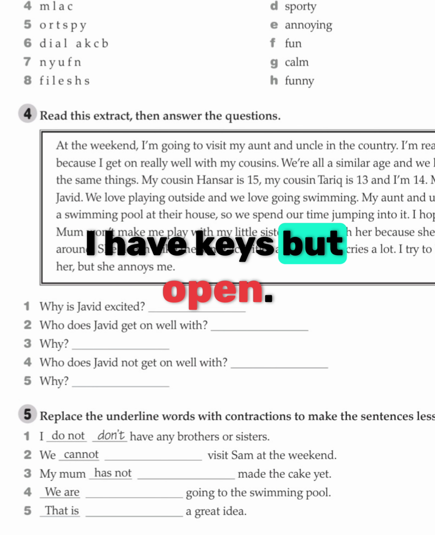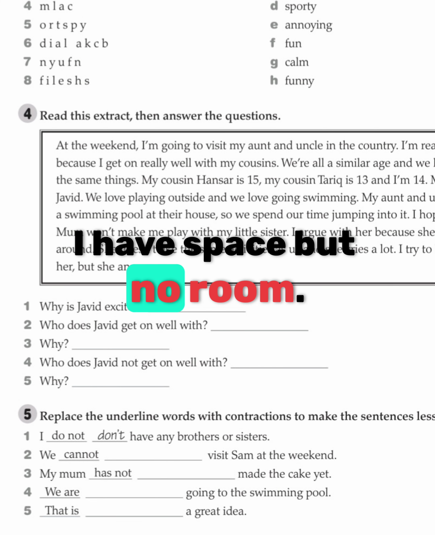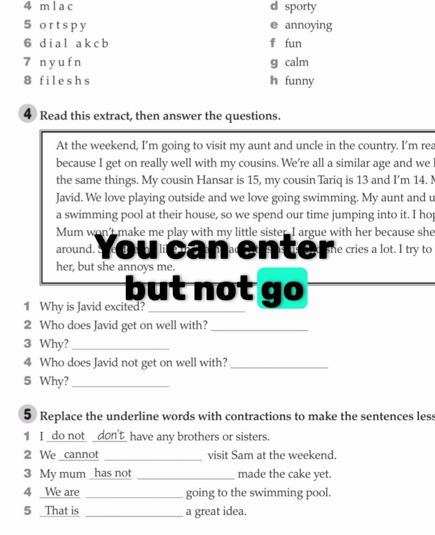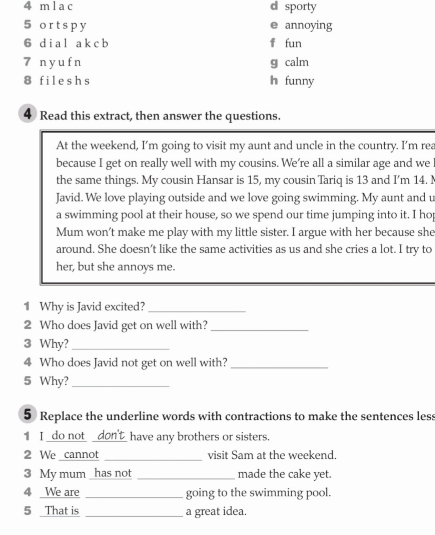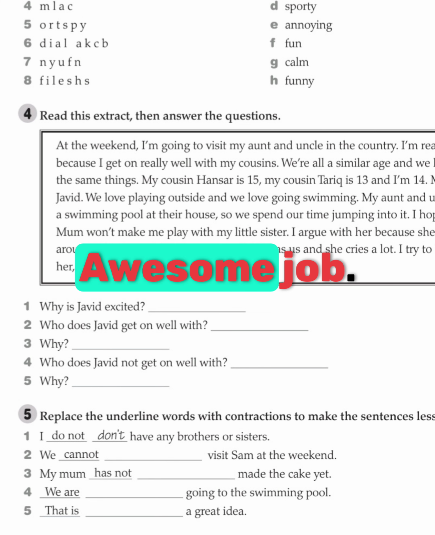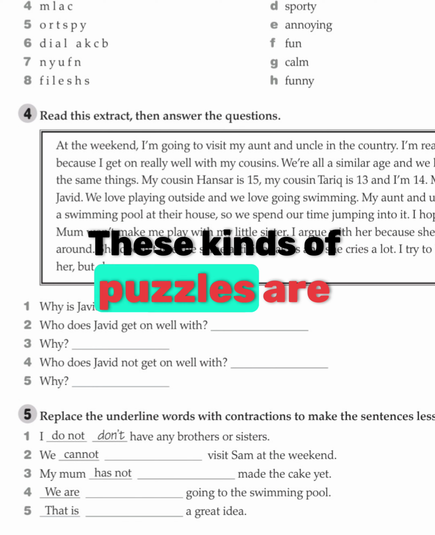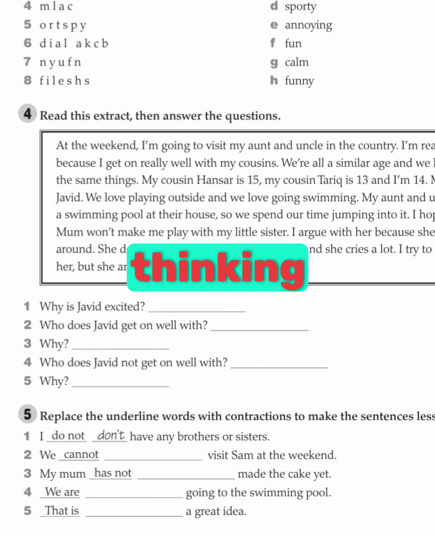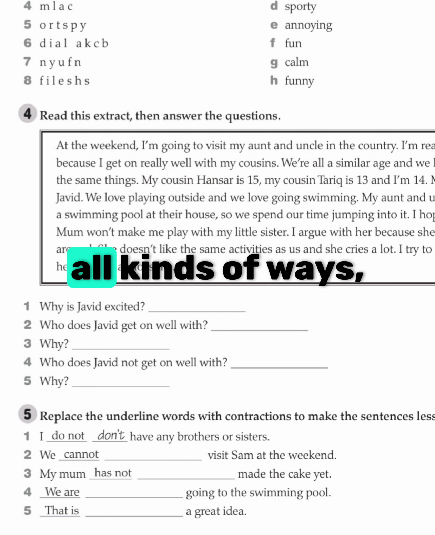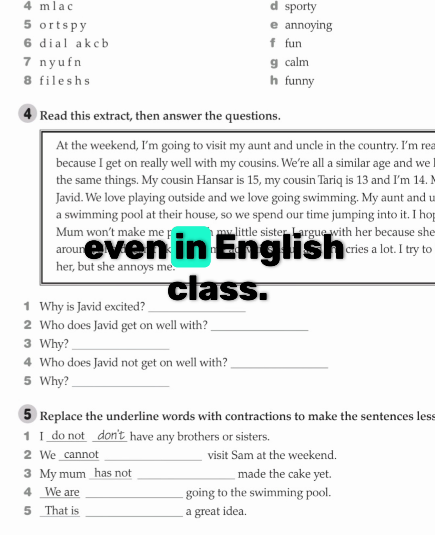2. I have keys but open no locks. I have space but no room. You can enter but not go outside. What am I? Answer: a keyboard. Awesome job! These kinds of puzzles are excellent for improving your thinking skills, which will help you in all kinds of ways, even in English class.